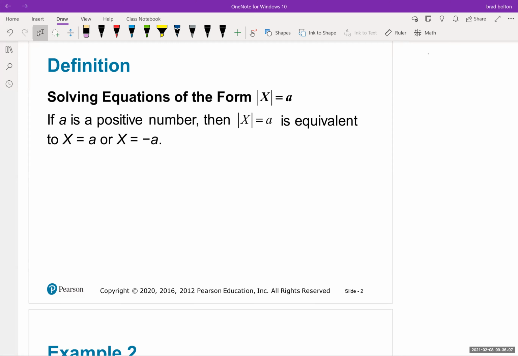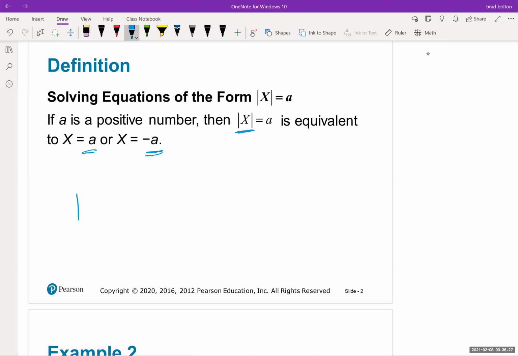So the first thing is solving equations of the form absolute value of x is equal to a. If a is a positive number, then absolute value of x equals a is equivalent to x equals a or x equals negative a. So this absolute value right here basically says there are two choices for your answer. And you can think about it.